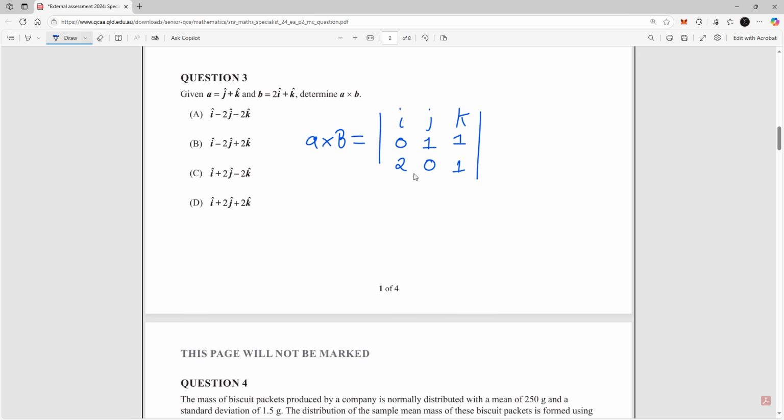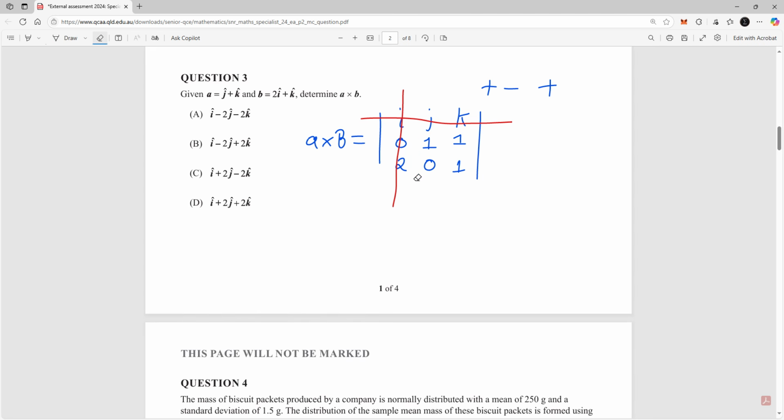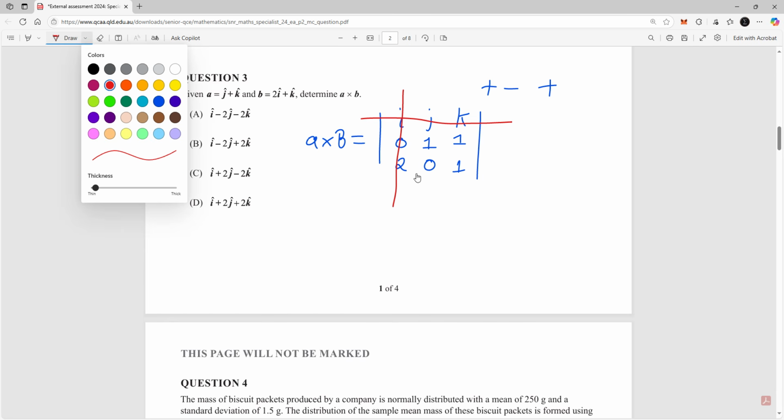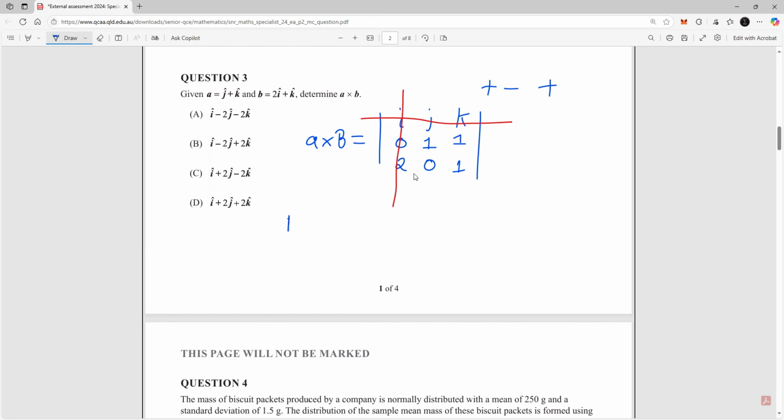Now you've got to make that into 3 2x2 matrices, and it has to follow plus, minus, plus. The first matrix, cross out this, cross out that, will be this matrix here, multiplied by the thing that gets crossed out. So it'll be positive, 1, 1, 0, 1, i.